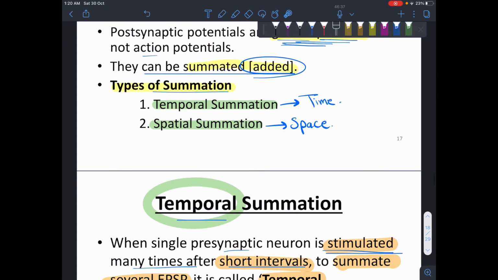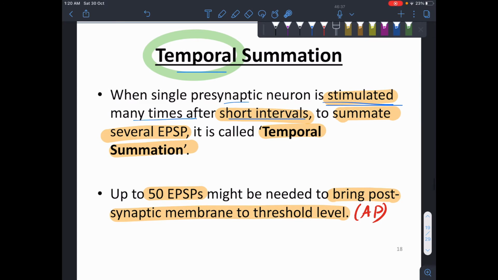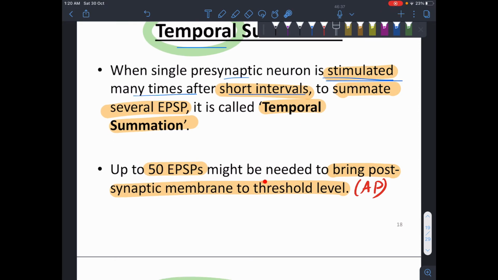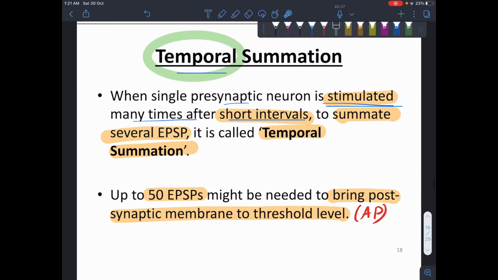So that's it. Let's talk about the temporal. They happen at the same space, the same site, but many times after short intervals بينهم وقت معين, period of time. So to summate the several excitatory post-synaptic potential, it's called temporal summation. Up to 50 EPSPs might be needed to bring a post-synaptic membrane to a threshold. يعطيني action potential تقريبا 50 graded potential تعطيني واحدة action potential. In a temporal situation إنه نفس المكان لكن فرق الوقت بينهم.